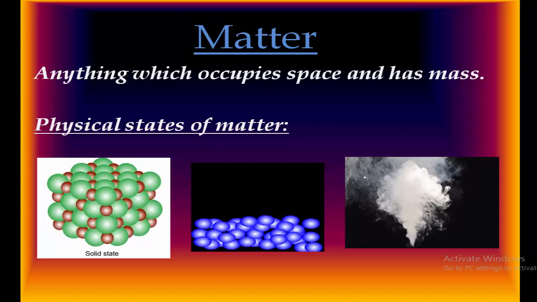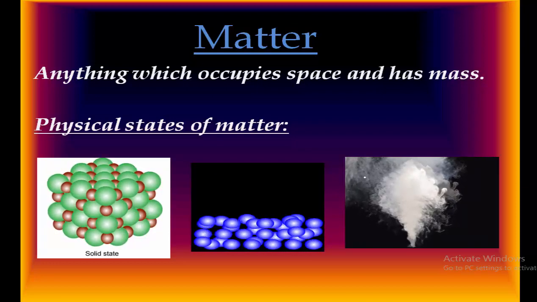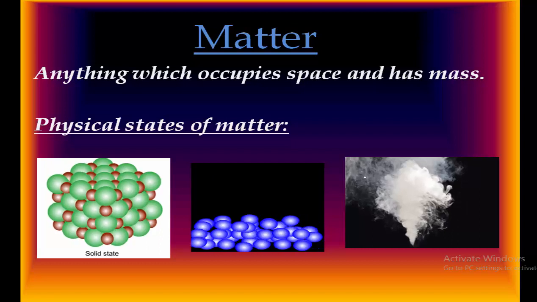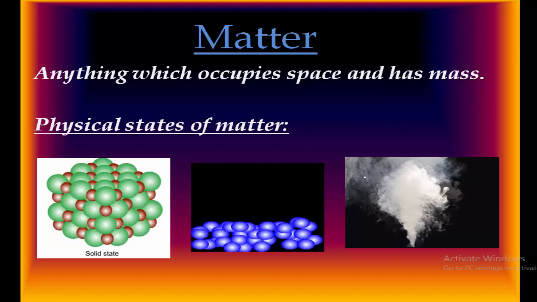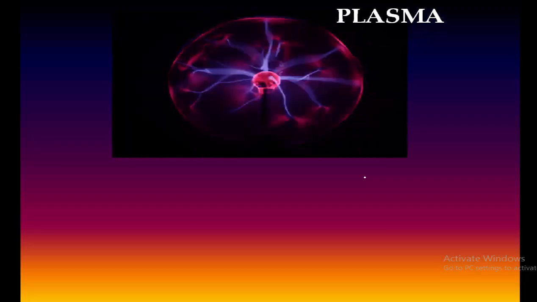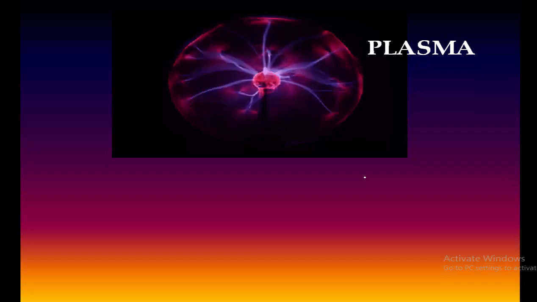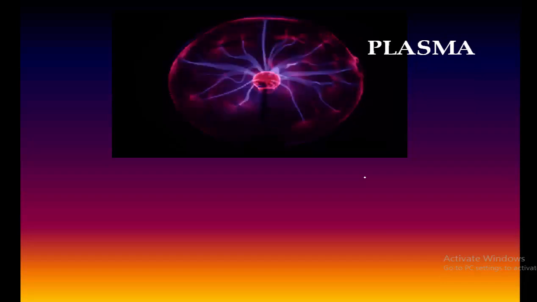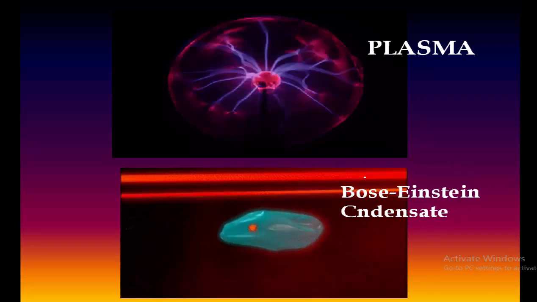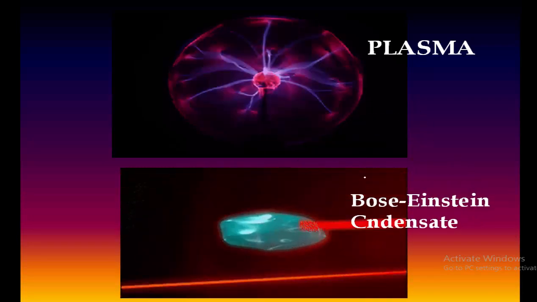So this is how the three physical states of matter are classified: solids, liquids and gases. Along with these three, there are another two forms of matter. One is the plasma state, that is the fourth state of matter, and another one is Bose-Einstein condensate.